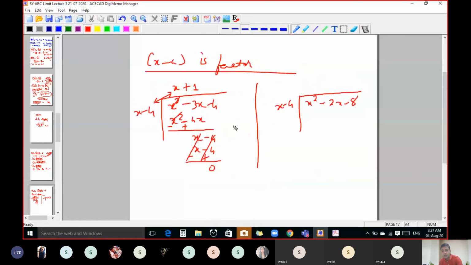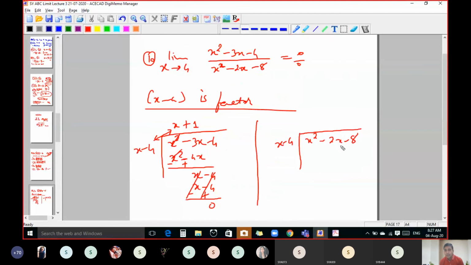Now in the denominator, use the same rule. First, x square divided by x is what? X. So multiply x with these two numbers. So we get x square minus 4x. Now change the sign, minus plus. So this will cancel. Minus 2x plus 4x is 2x minus 8. Now this first number with this first number, 2x divided by x, we get 2. So you have to write plus 2 here.